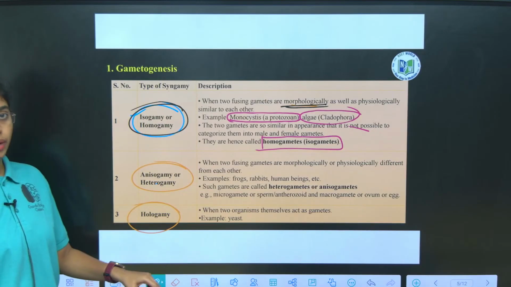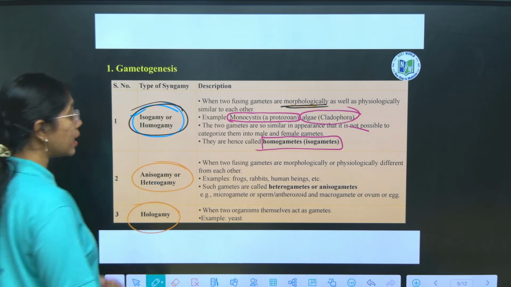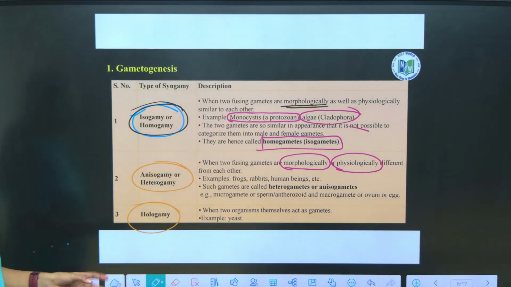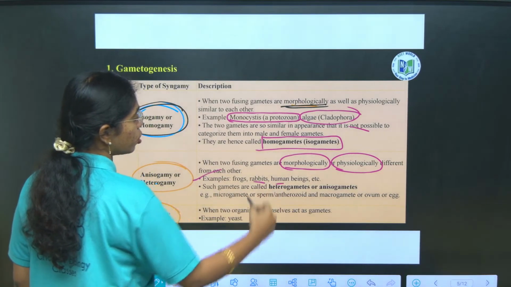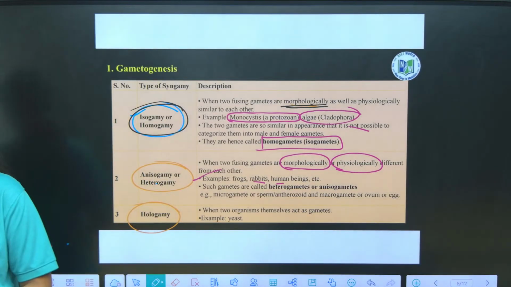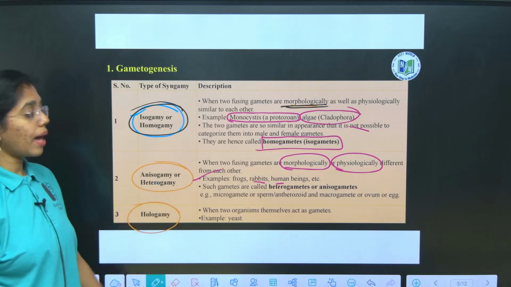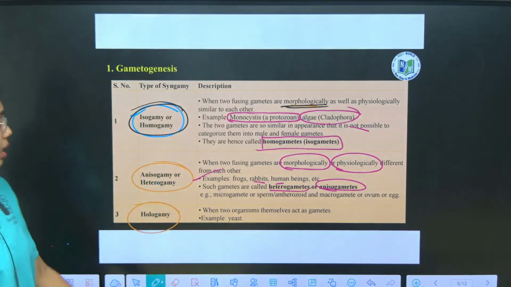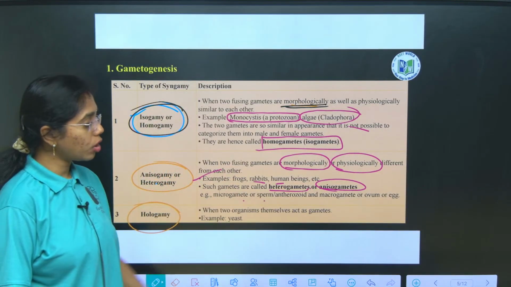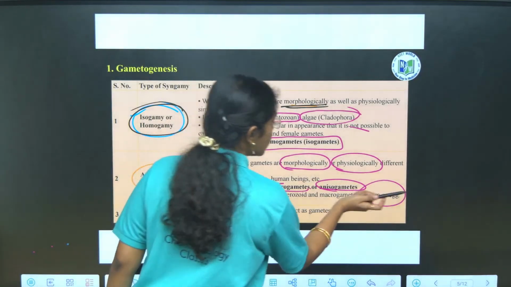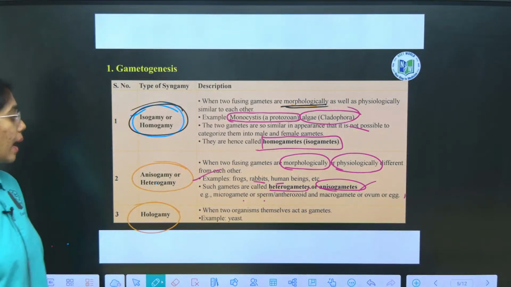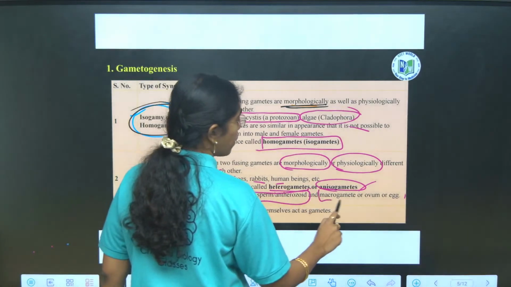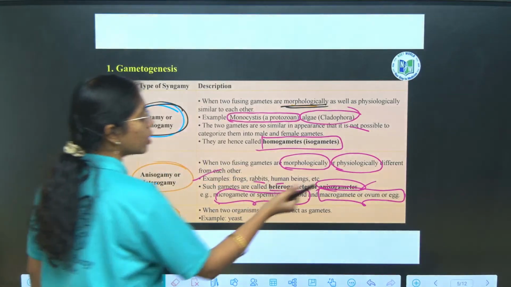Next is anisogamy or heterogamy, when two fusing gametes are morphologically or physiologically dissimilar. For example, if you see frogs, rabbits, human beings, both male gamete and female gamete are dissimilar to each other. Such gametes are addressed as what? Heterogametes or anisogametes. For example, microgamete or sperm or anthrozoid, and macrogamete or ovum or egg. These are the synonyms used for male gamete and female gamete. Clear, right?